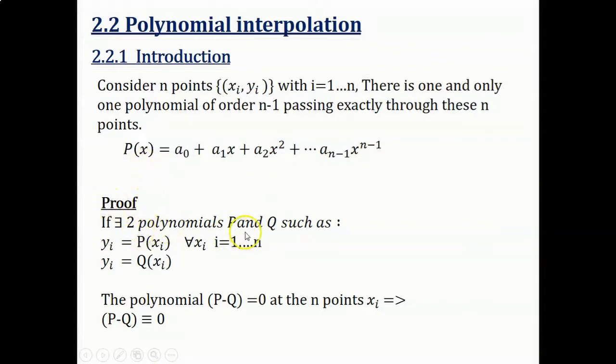The proof is that if there exist two polynomials p and q such that yi is equal to p of xi and yi is equal to q of xi, so two polynomials passing through these endpoints, then the polynomial p minus q is equal to zero for these endpoints xi, yi. And then the ai parameters of this polynomial p minus q become zero, so p minus q is identically zero. So there is one and only one polynomial of order n minus 1 that is passing through n points.